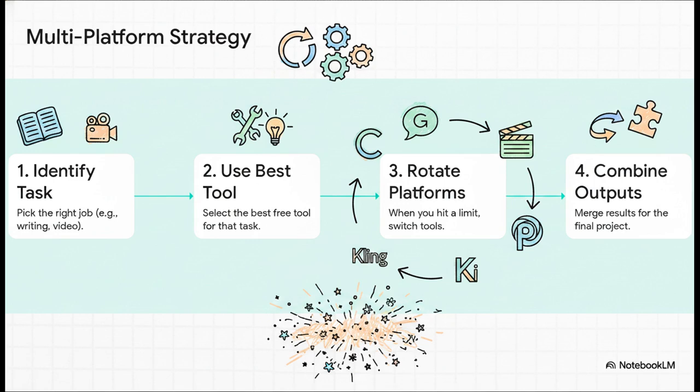You start your research in Claude, right? But when you hit that message limit, you just hop over to ChatGPT to keep brainstorming. You use up your daily credits on Kling for one video clip, then you jump over to Pika for the next one. By rotating, you're combining the strength and the allowances of every free tool out there.